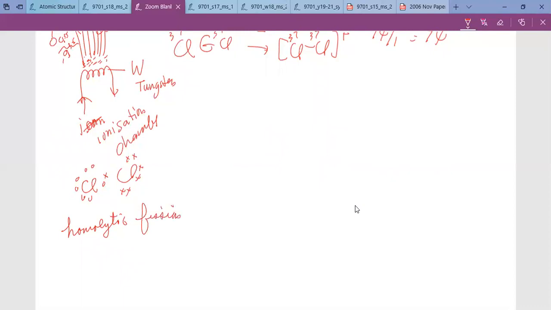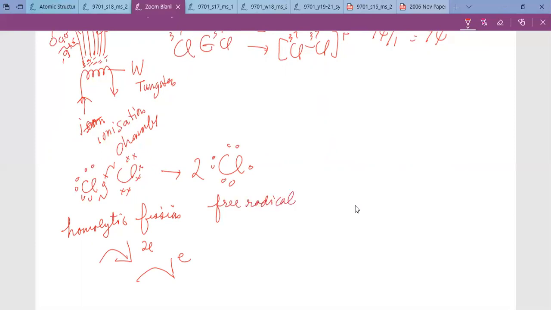When you draw an arrow with a full head, it means two electrons moving. You draw a half arrow, it means one electron is moving. So one moves back here and one moves back here. So you get two Cl with 7 electrons each. Now, no charge. This is the atom. This is called a free radical, by the way.